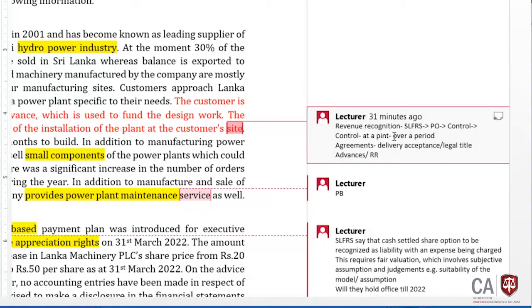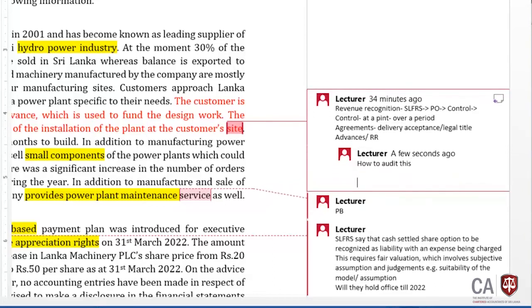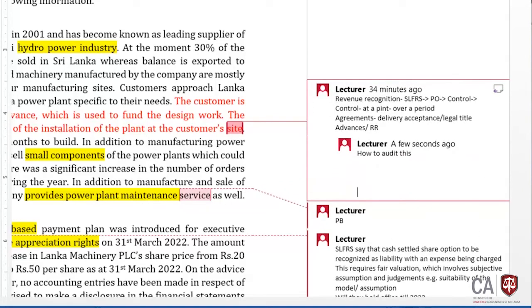At the same time, I want to draw your attention to the last part of the question, right. How to audit this? That is audit evidence. Now, I have to write that. Before you write that part, see what you have already written and write how to audit that. What I have written, I said to see at what point revenue is recognized, I have to check the agreement. So, I will check that.